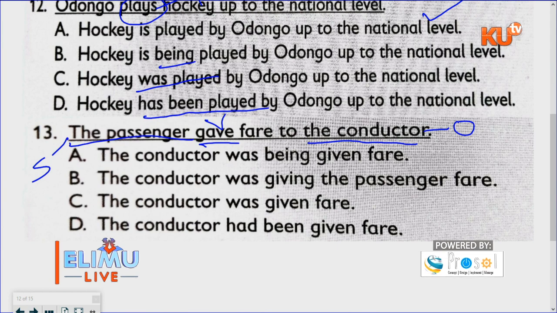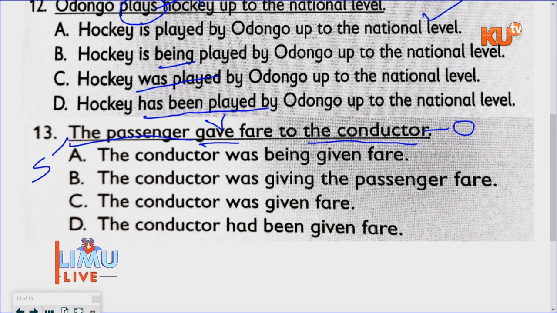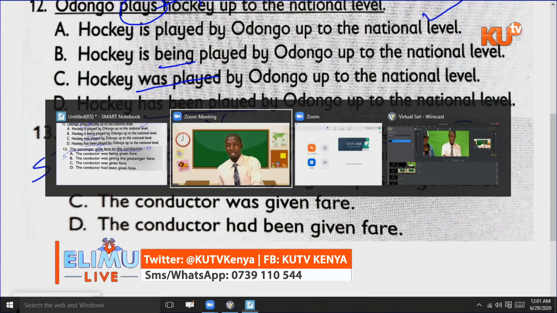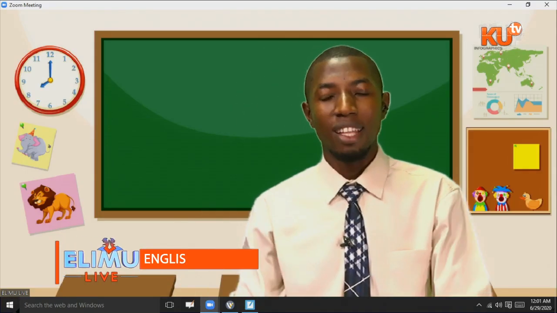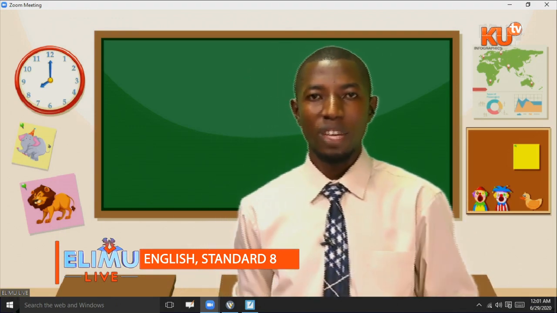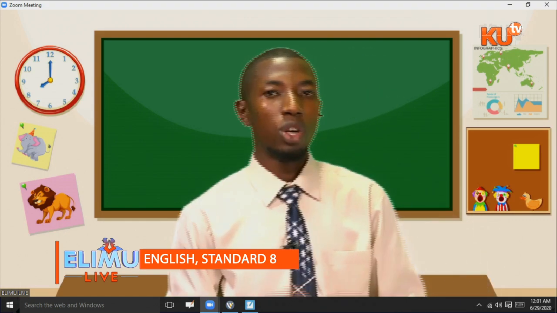It means the examiner was very keen to note the influence of grammar from other sources. So the correct answer there was choice C, which says the conductor was given fare. Why have we omitted the subject? We have omitted the subject there because it's obvious that the person who gives fare to the conductor is the passenger. Because the subject is known, we omit it.